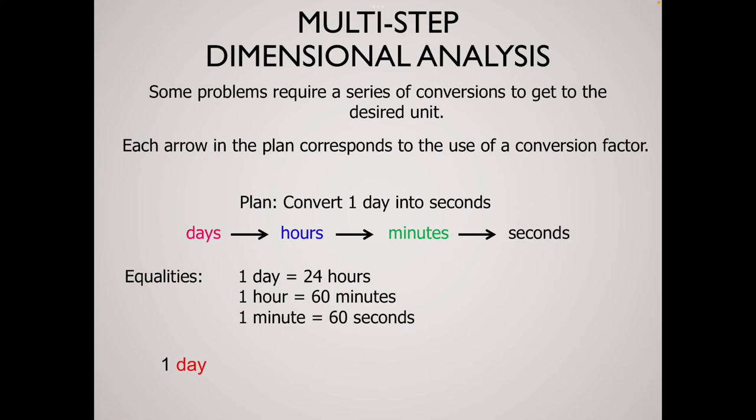So like usual, we put what we're starting with at the beginning of our train track. So 1 day, and we'll make our train track there. So we know that day has to cancel day, right? The only one that uses 1 day is this one. So our 1 day will go at the bottom and 24 hours will go at the top.